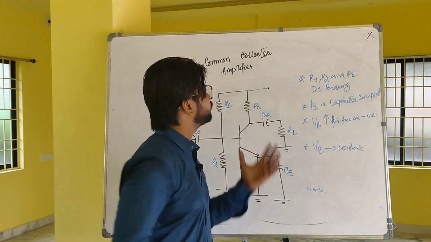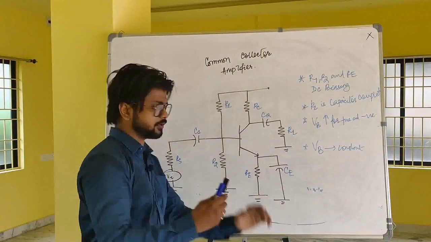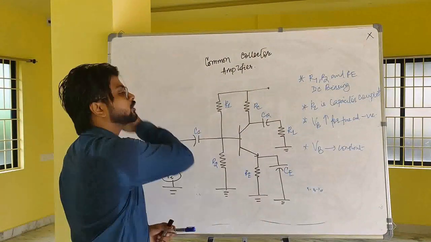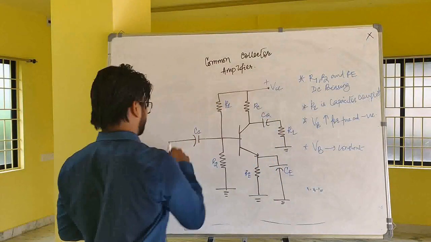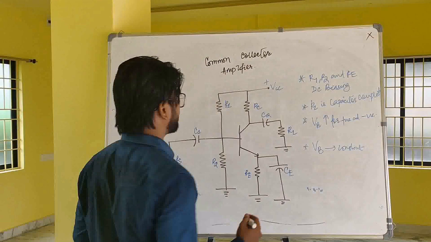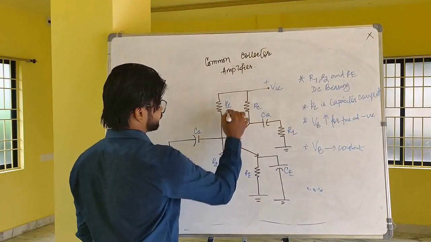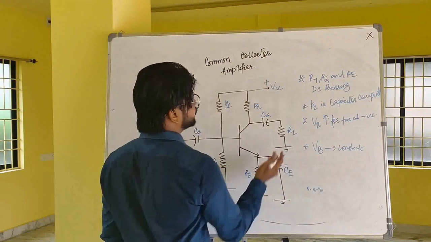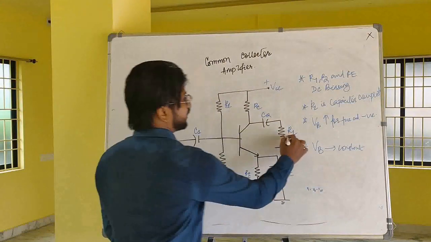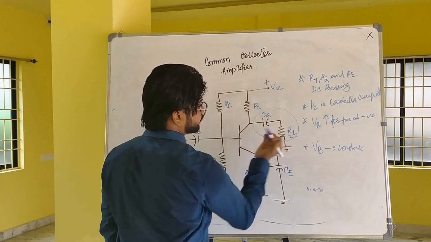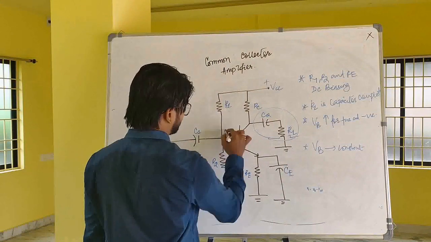So guys, next moving on to the common collector amplifier. This circuit represents the common collector amplifier. Here the collector is connected to both the input as well as the output. So here, the resistances R1, R2 and RE provide the DC biasing for the circuit, and here RL is capacitor coupled, and VB is the voltage across the base.